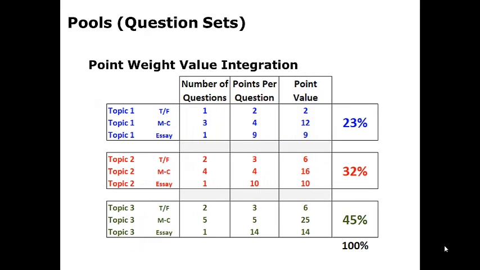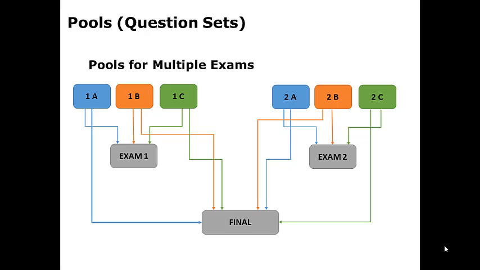Further, we could weight the points based on the difficulty and the topic of the question. In this particular example, since topic 3 is more difficult than topic 2, which is more difficult than topic 1, we have weighted topic 3 much higher than topic 1. In addition, once you've produced pools for a single exam, you can go on and do the same thing for multiple exams, and then reuse the questions for a final exam.